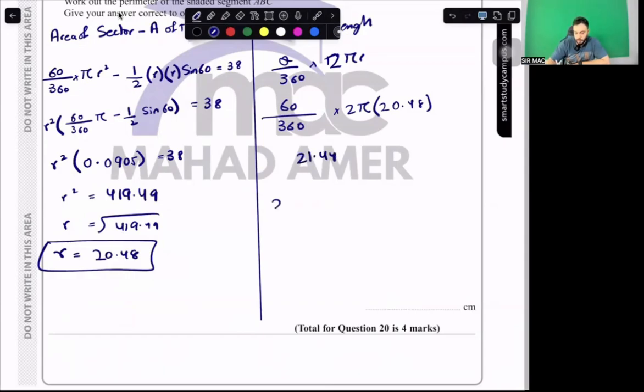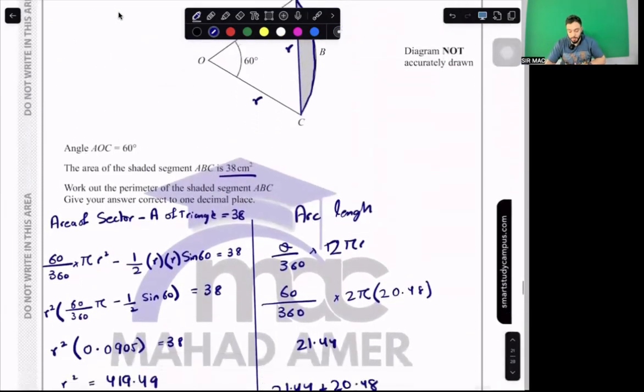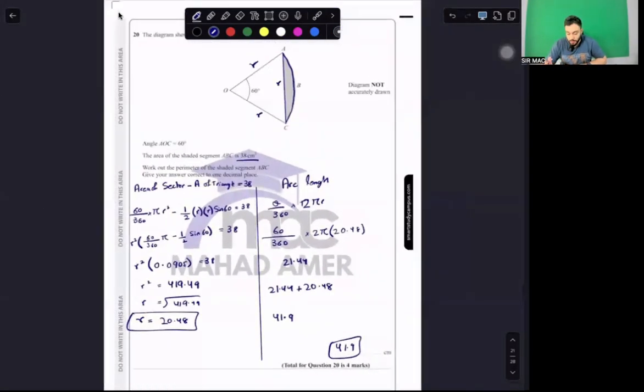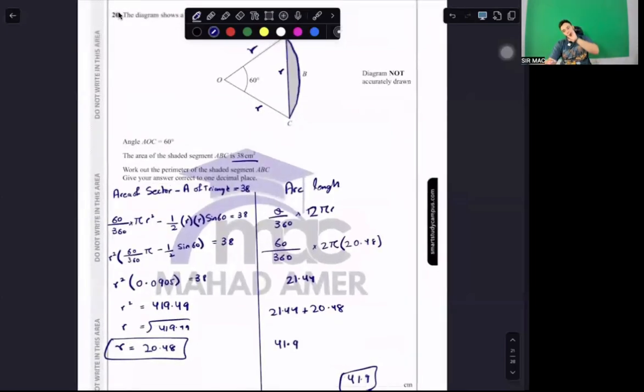So again, 21.44, that's the arc length, plus 20.48, that's the value of the radius. You would get the final value as 41.9. So 41.9 is going to be your value for the parameter. Kiddo, I hope it all makes sense.